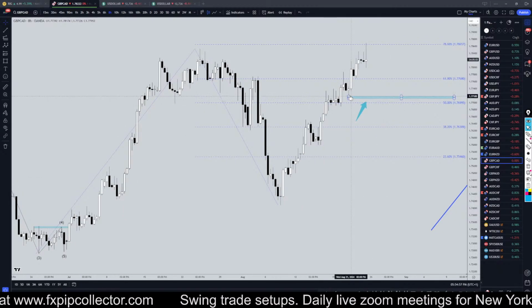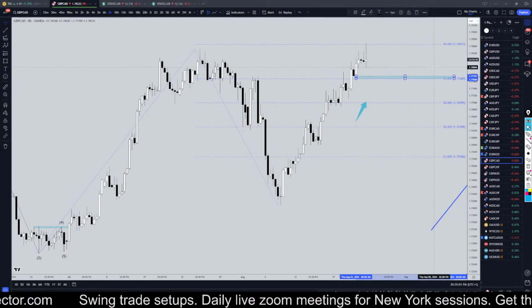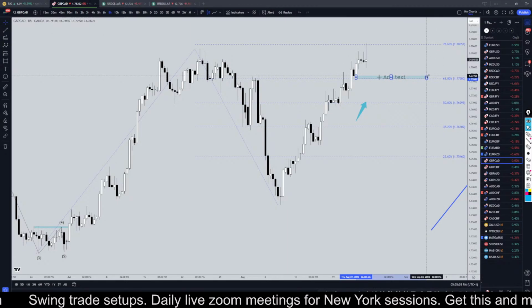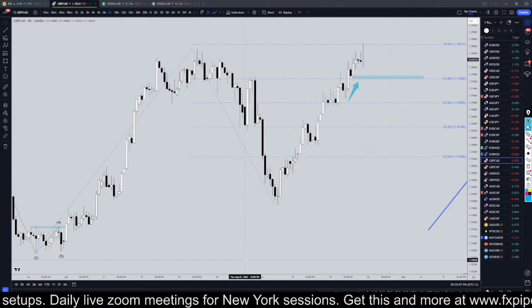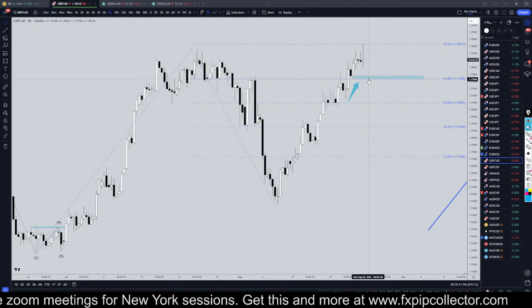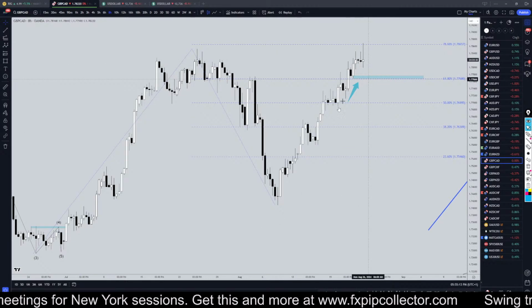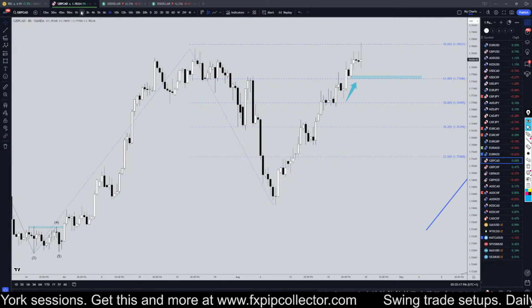Yeah, I think my structure has probably actually moved up a little. I think structure is right here now. So if it breaks this level, I would definitely start looking for shorts. Otherwise, I am definitely on the long side. If it breaks that low, if it breaks this 1.77 area, then I would start looking for shorts. Definitely. Otherwise, longs only for me, for sure.